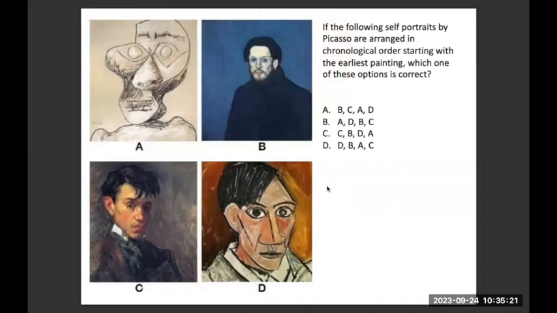So this kind of questions are also asked where you are shown different paintings of one artist, in this case Picasso, and you are supposed to arrange them chronologically in terms of which were the backdated one and which were the latest one. In this case, it is given that you have to start with the earliest painting of this artist and then move forward to the newest painting.